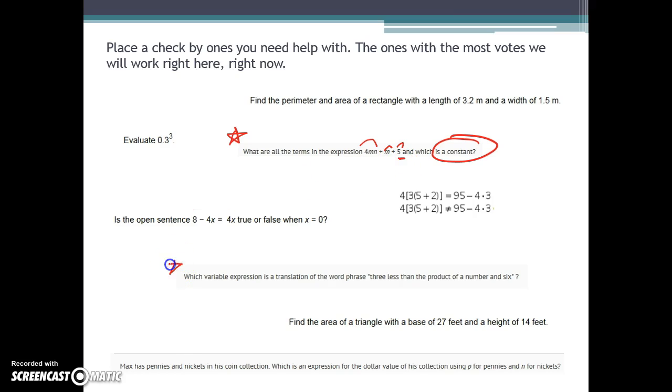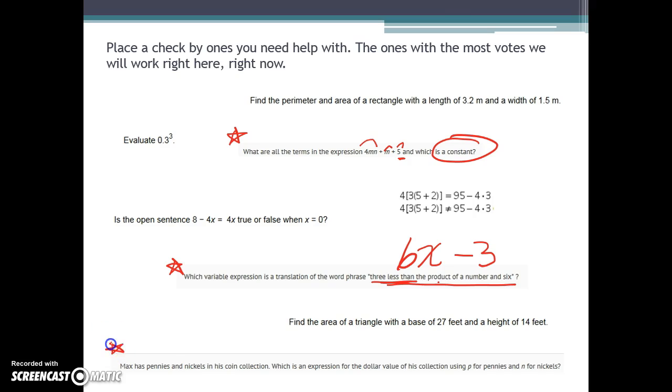The other one that quite a few people missed is this one right here, which we will work more on today. Which variable expression is a translation of the word phrase 3 less than the product of a number and 6? Remember, whenever we see a less than, we know we are going to be subtracting that number from whatever else is happening in the statement. So what else is happening? The product, we know we will be multiplying, of a number, that means variable, and 6. The product of a number and 6 minus 3.